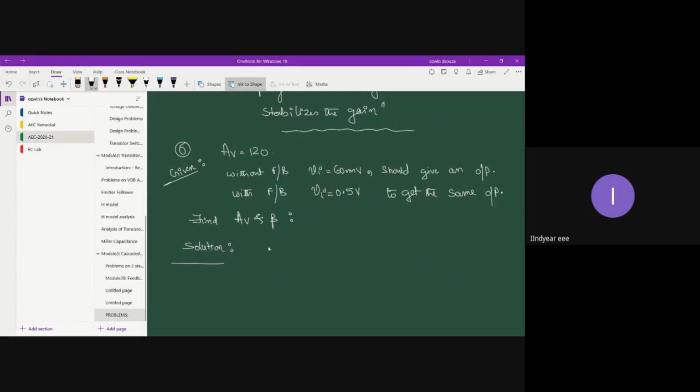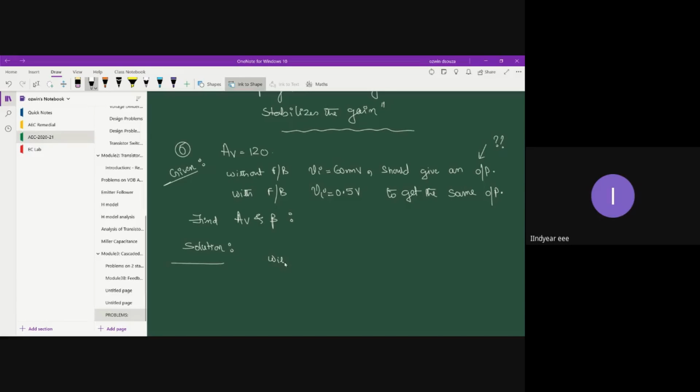Okay. Let's look at the solution. It's a very simple problem. You have been given 2 cases, without feedback and with feedback. Without feedback, the input is 60 millivolt, and that 60 millivolt is going to give you a particular output. Now with feedback, when the input is 0.5 volt, the system must produce the same output. So in order to solve this problem, first you need to find out what output you are going to get without feedback.